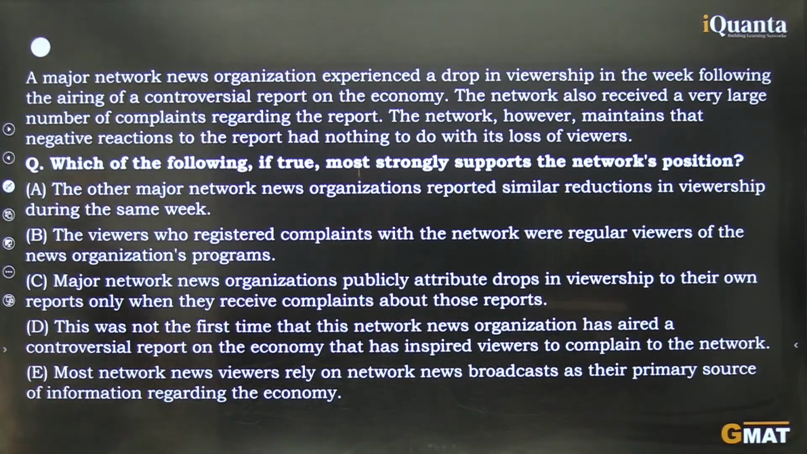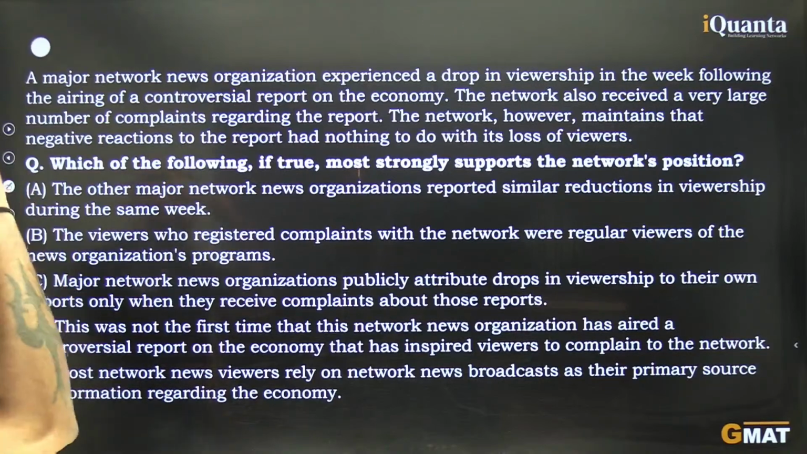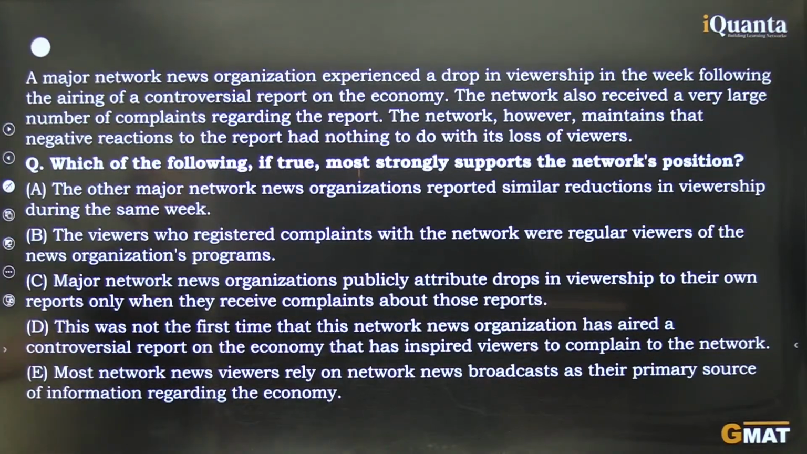Let's see what we have here. A major network news organization experienced a drop in viewership in the week following the airing of a controversial report on the economy. The network also received a very large number of complaints regarding the report. The network, however, maintains that negative reactions to the report had nothing to do with its loss of viewers.